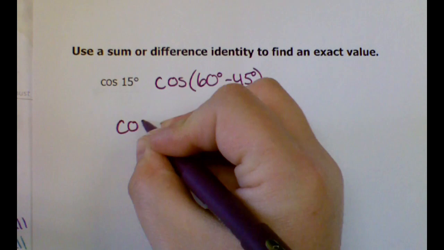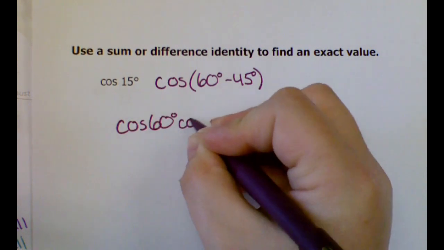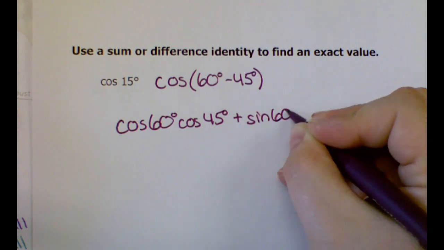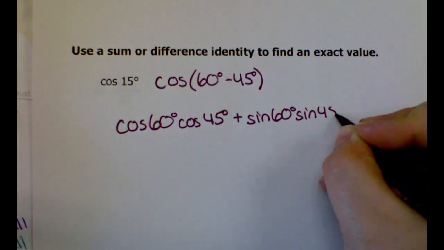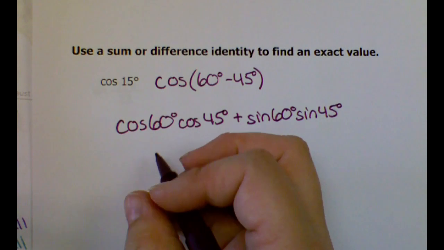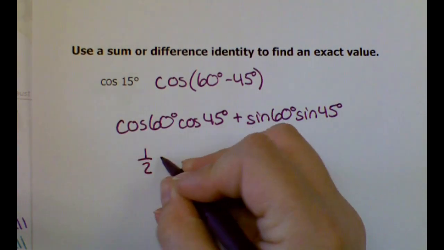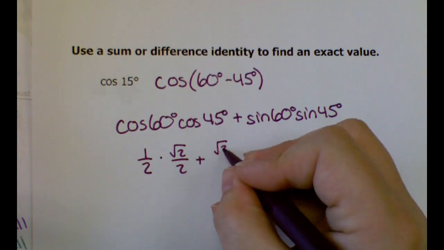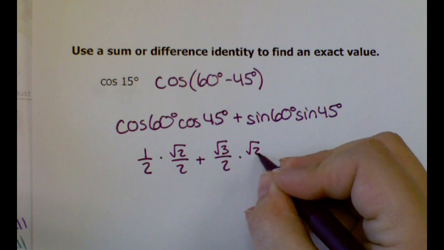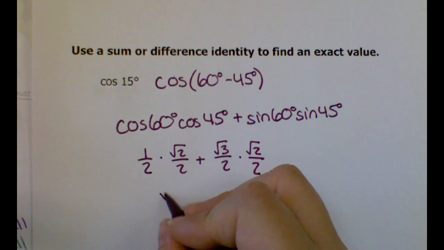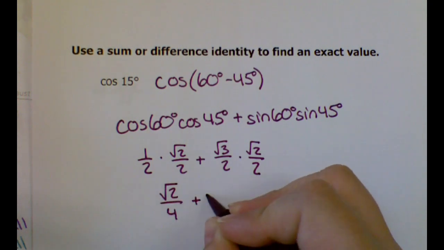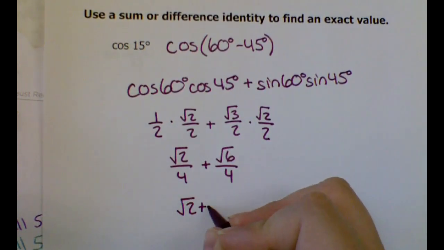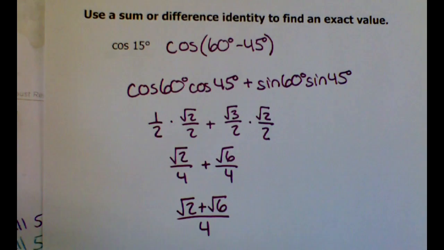So I take cosine of the first times cosine of the second plus sine of the first times sine of the second. Cosine of 60 degrees is 1/2. Cosine of 45 is square root 2 over 2. Sine of 60 degrees is square root 3 over 2. Sine of 45 is square root 2 over 2. Combine these, I get square root of 2 over 4 plus square root of 6 over 4. Add them together, I get square root of 2 plus square root of 6 over 4.